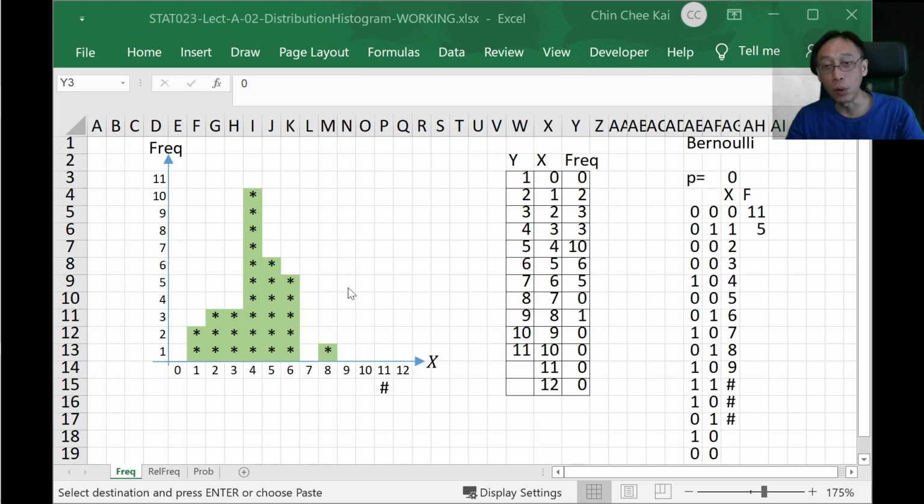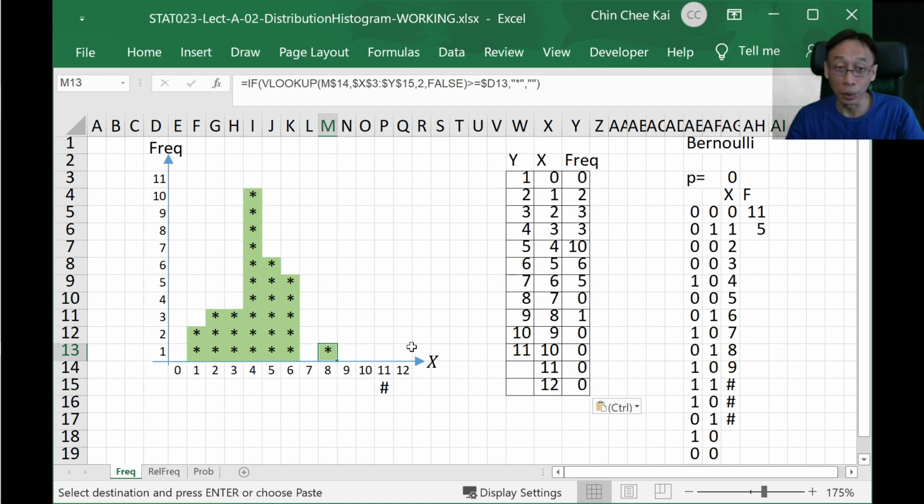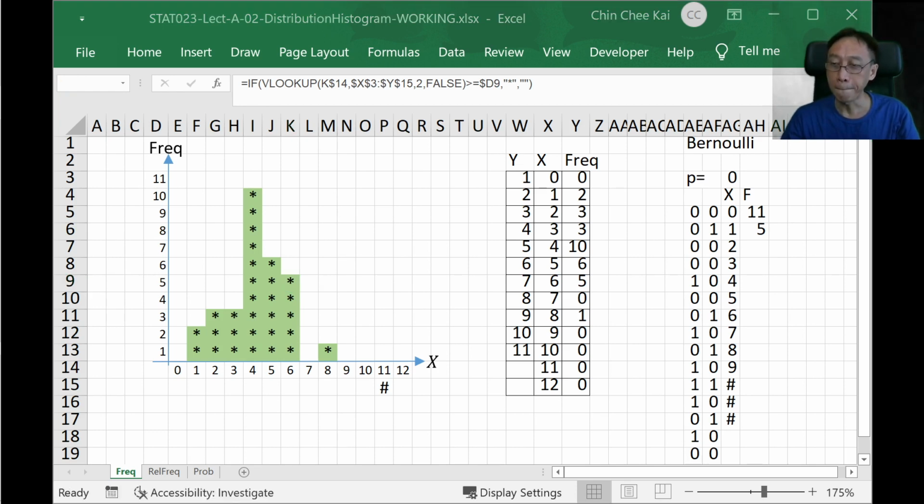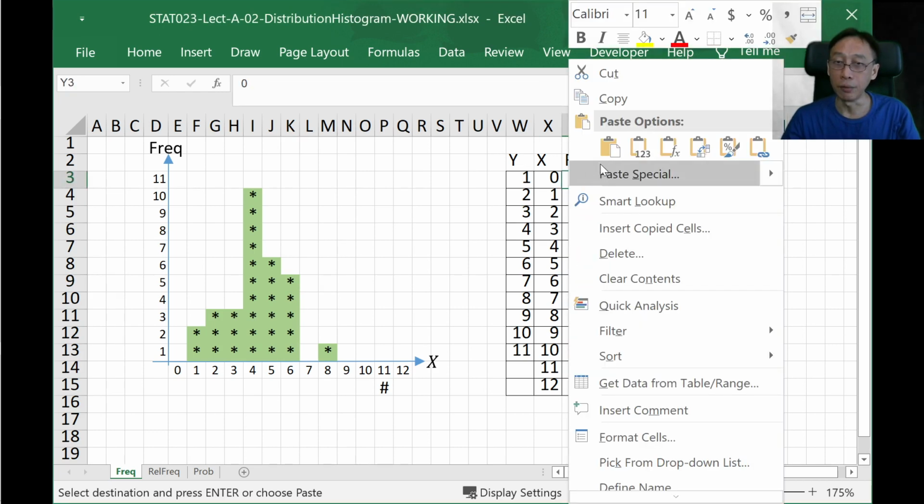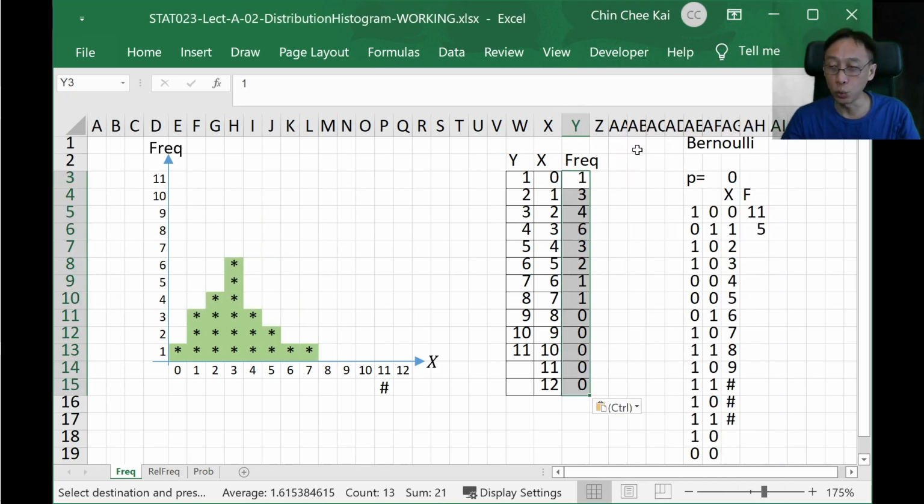So for throwing 12 coins, I end up seeing one time I get 8 coins showing heads. And then 5 times the coins show 6 heads out of 12 coins, and so on. So that will be a very rough binomial picture. And of course, we can also do a Poisson distribution. I will just show you the frequency for lambda equals to 2.5.